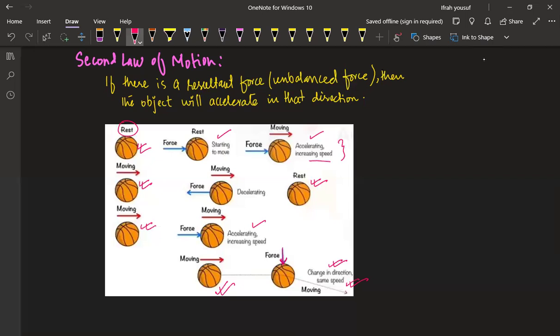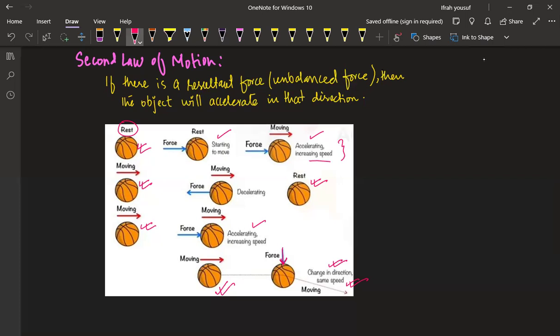How is the direction changed? Because there's an unbalanced force. So it will continue its motion, but the direction is going to change. So acceleration can be produced by changing the object's velocity. This was already done in the previous couple of classes. A change in velocity causes the object to speed up, slow down, stop, and change direction. So this is the effect of forces.